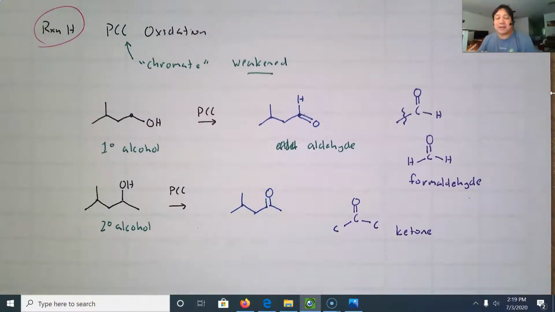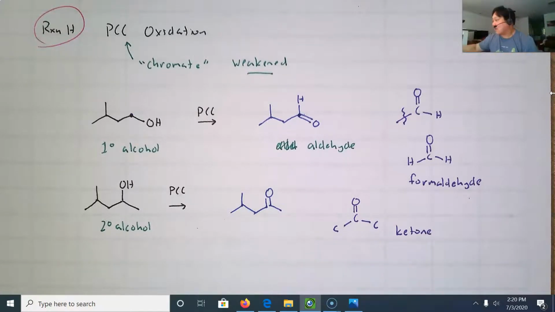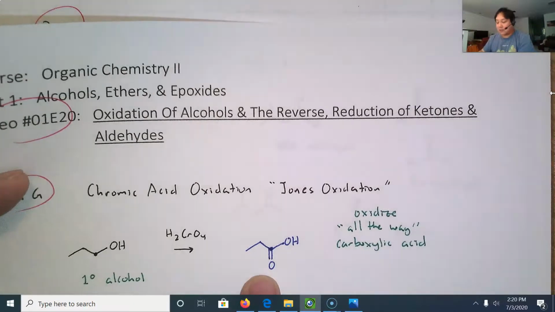The reactions of aldehydes and ketones are going to be mostly in Unit 2. But I do want to introduce it here because we're in Unit 1, reactions of alcohols, and you can oxidize those alcohols into your aldehydes and ketones. And if it's primary, you could oxidize it to the carboxylic acid.